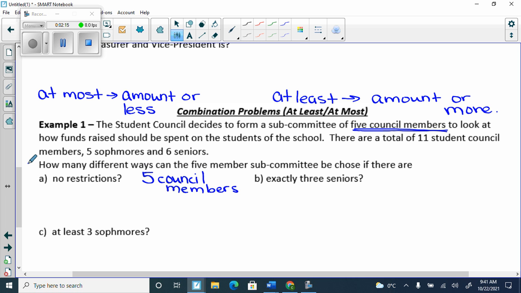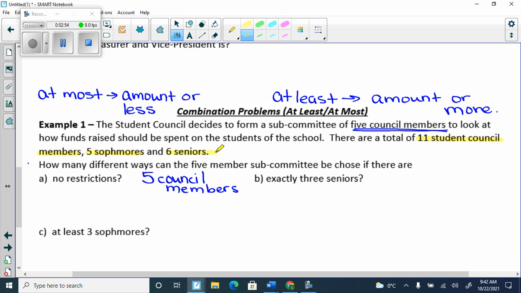So the student council decided to form a subcommittee of 5 council members to look at how funds raised should be spent on the students of the school. There are 11 student council members, so 11 total. Of them, 5 are sophomores, 6 are seniors. So that's what we have to choose from. We have 11 total if they don't specify if we need certain seniors or sophomores, right? They say nothing about how many sophomores or seniors, then I would use the 11. If they specify I need this many sophomores or this many seniors, then I have to actually choose sophomores from sophomores, seniors from seniors, right?